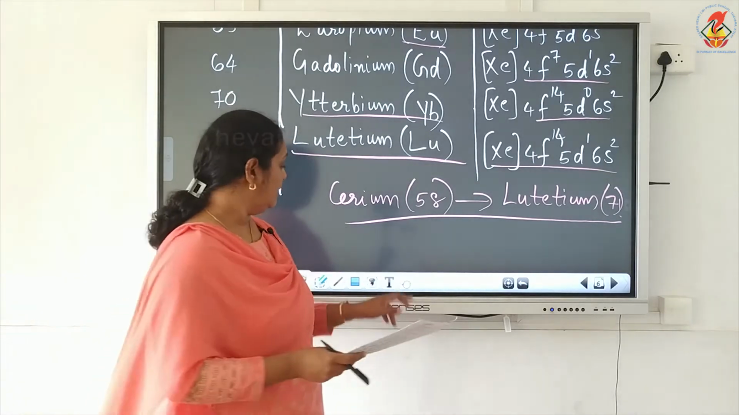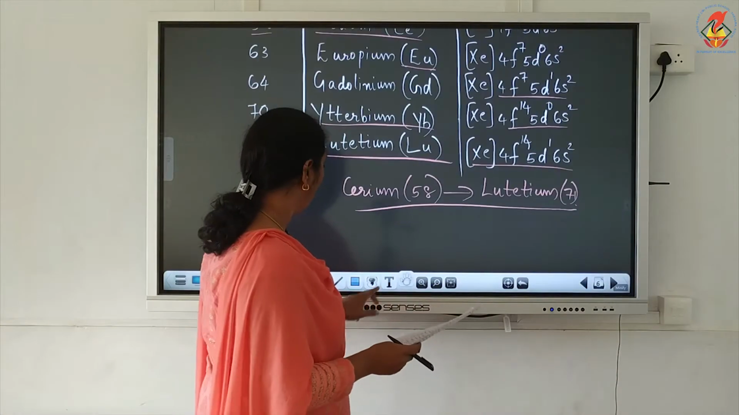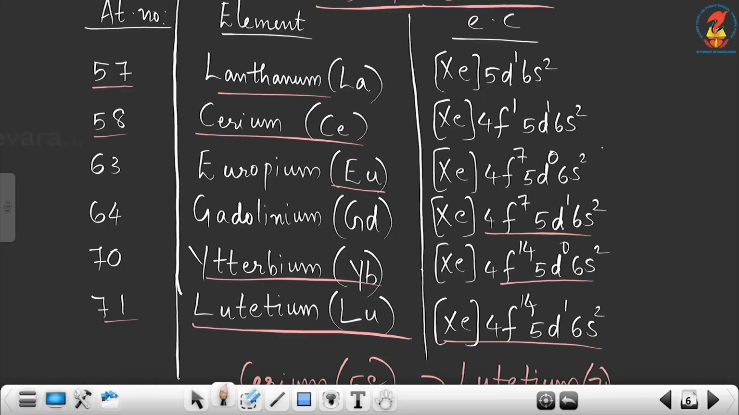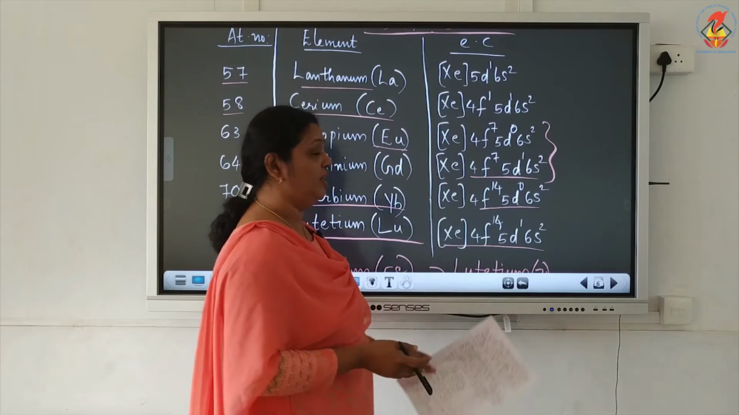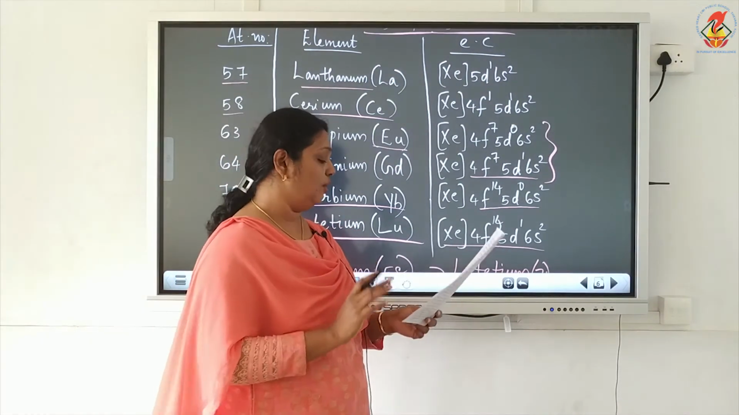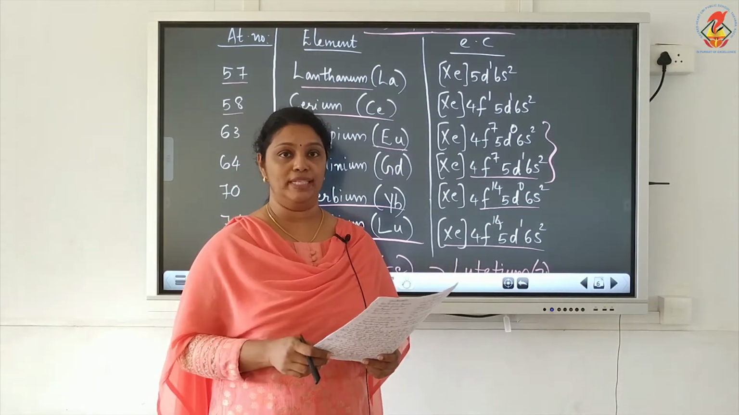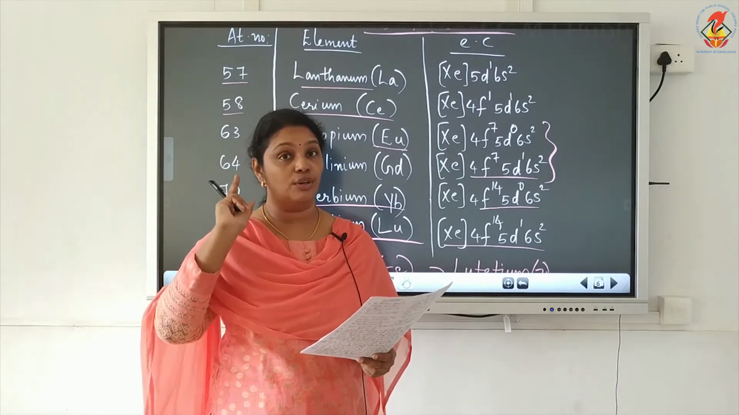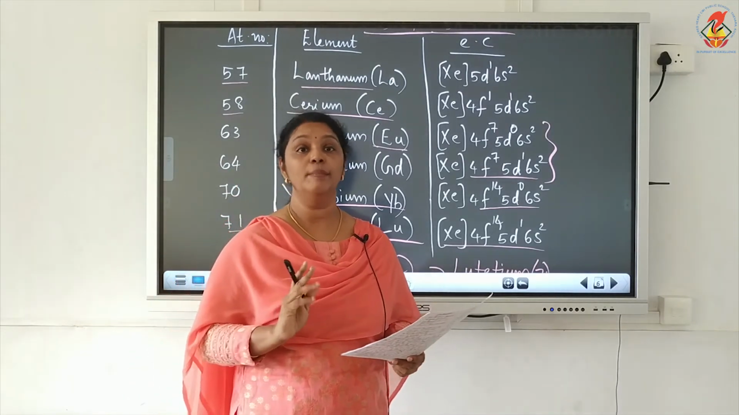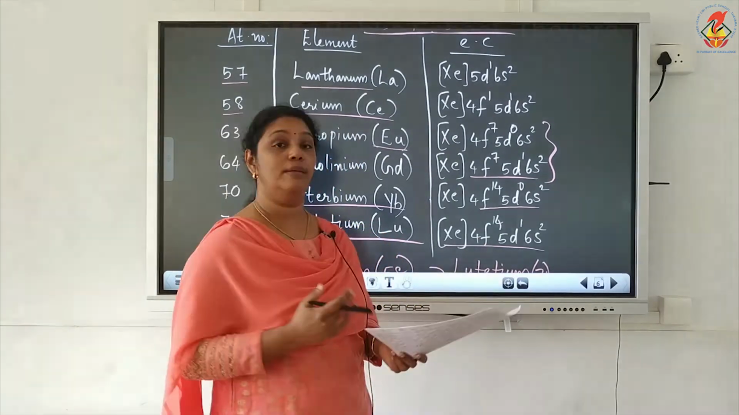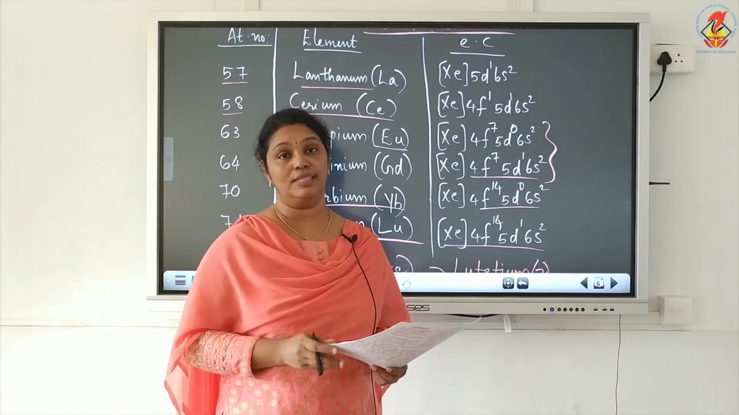Now you can see the electronic configuration of europium and gadolinium. Both have 4F7 configuration. They take this configuration to get extra stability of half-filled f orbitals. We have 7 f orbitals, so a total of 14 electrons can be placed. Half-filled means 7 electrons. So europium and gadolinium take this configuration to get extra stability.